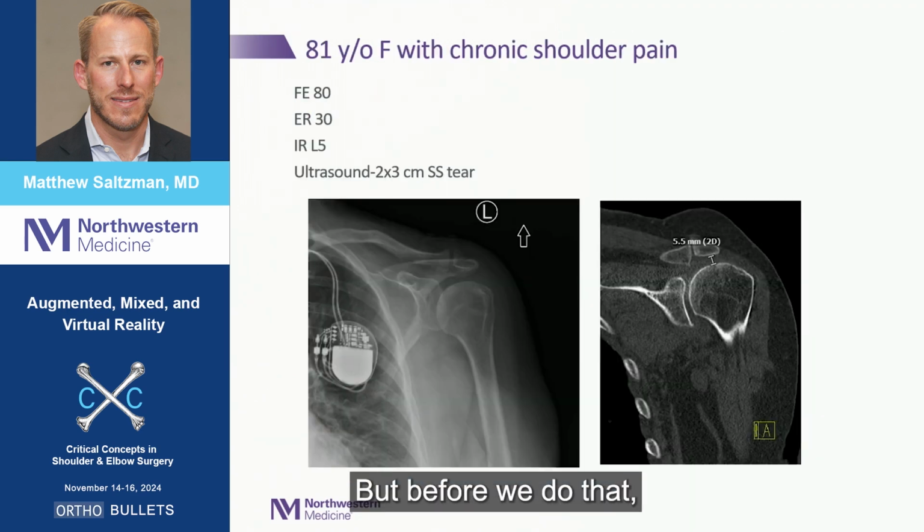But before we do that, this is a case, pretty straightforward, 81-year-old, chronic shoulder pain, pseudo-paralytic, documented full thickness rotator cuff tear. I think everyone in the room would agree if this patient failed non-operative treatment, we're going to go ahead and do a reverse.